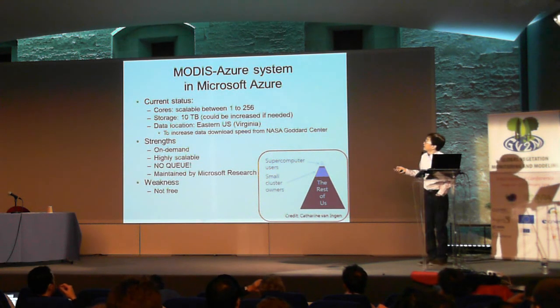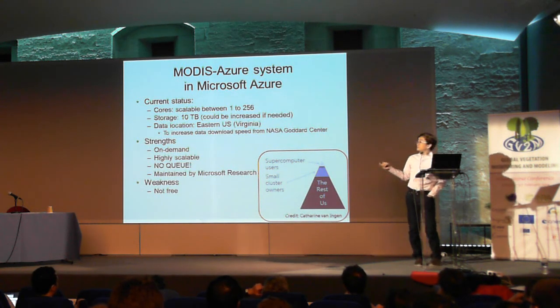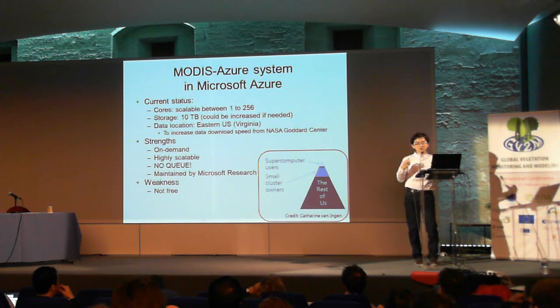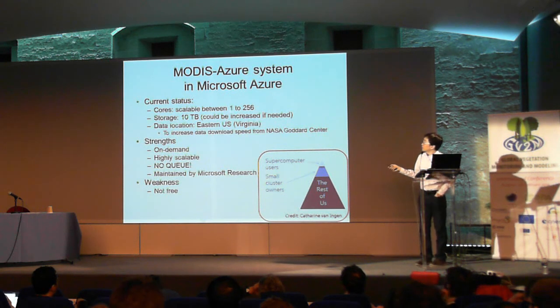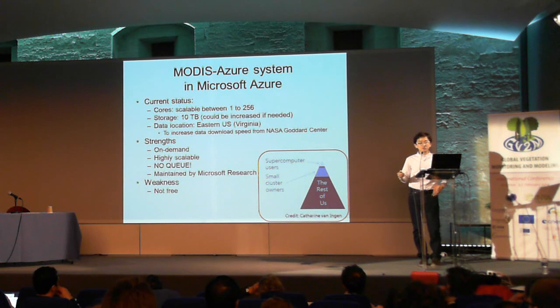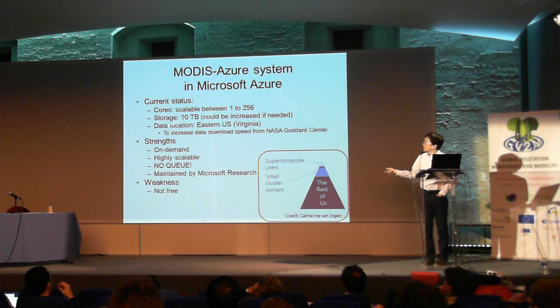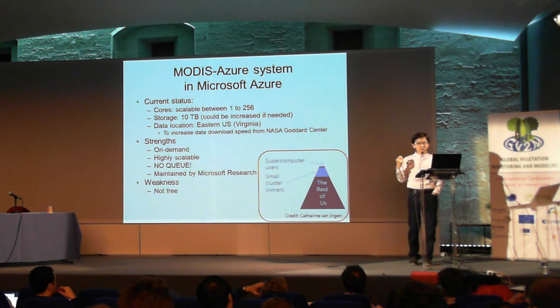I was very lucky to work with Microsoft Research at the time. Microsoft developed the cloud computing system called Azure, and we attached some analysis tools to the cloud computing. Now I'm using 1 to 256 cores in the cloud, and I use 10 terabytes of storage. If needed, I can increase it, but of course, it is not free. The data location is in the eastern United States, in Virginia, because physically it is very close to the NASA Goddard Center.